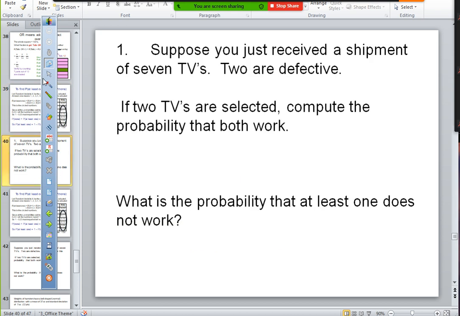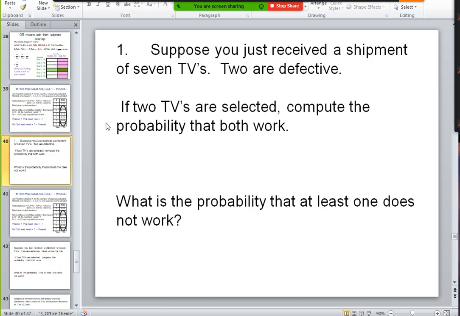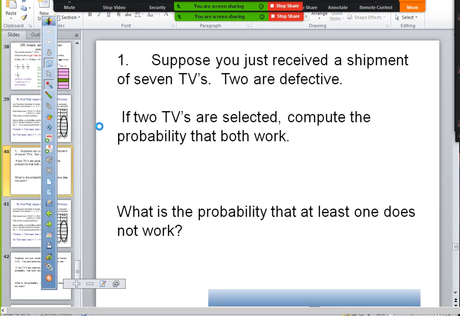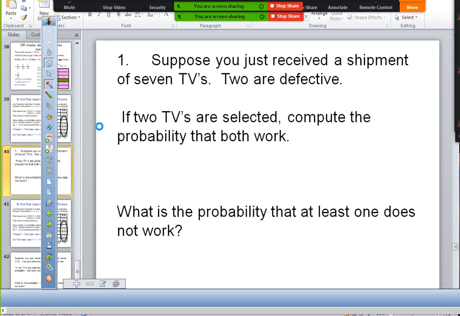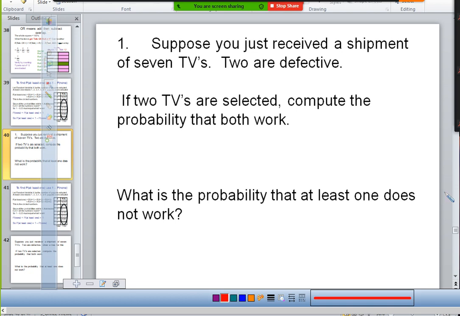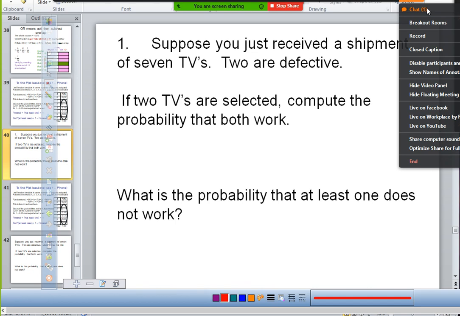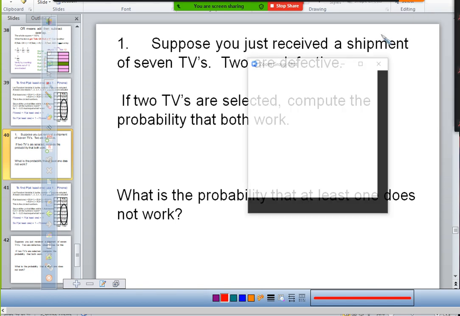Okay, so here's the first thing for you guys to do. You just received a shipment of 7 TVs. 2 of them are defective. You're going to select 2 TVs. You're going to draw a tree for that, right? So you're going to make two decisions. You're going to pick a TV. That's your first layer of branches, and then you're going to pick another TV. That's your second layer of branches.